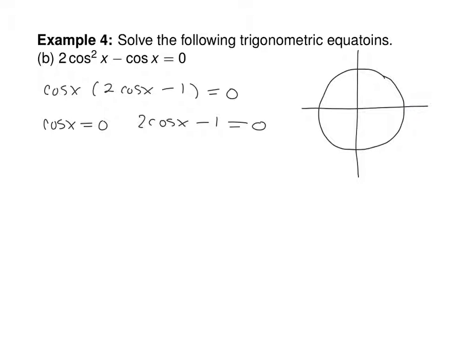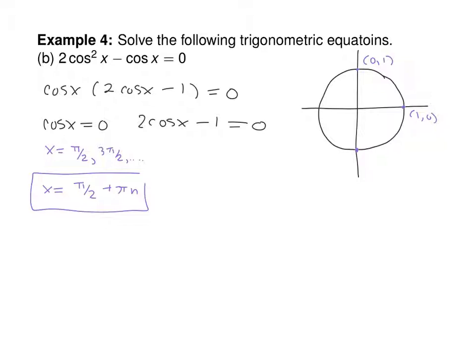Okay, will cosine be 0 here? No. Would it be 0 here? Yes. Good. So x equals pi over 2 and 3 pi over 2. Do you see how they're 180 degrees apart, or pi apart? Does that make sense? So the way you can list them together is to say x is equal to pi over 2 plus pi n.